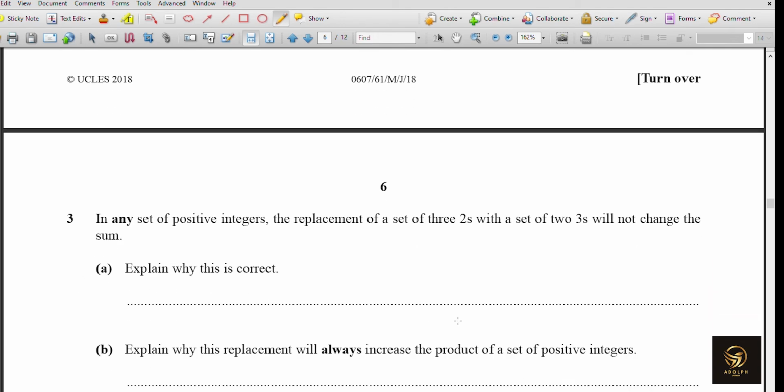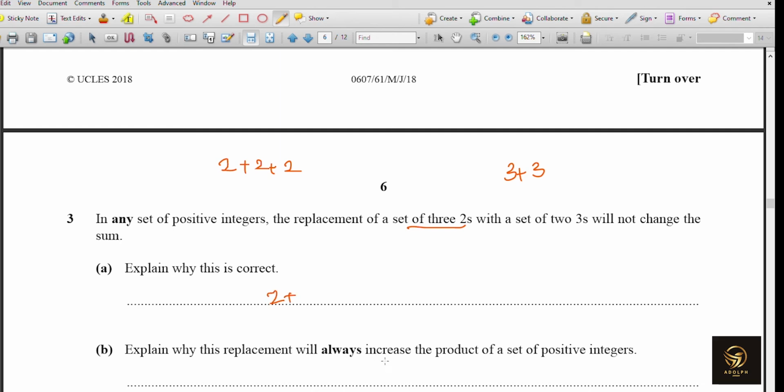In any set of positive integers, the replacement of a set of 3 2's with a set of 2 3's. So read again, in any set of positive integers, the replacement of a set of 3 2's. Set of 3 2's means, however we are going to write the numbers like 2 plus 2 plus 2 or 3 plus 3 plus 3, like that only we are going to write it. So they are saying that 3 2's, what is a 3 2's? It's going to be like 2 plus 2 plus 2. This can be replaced by set of 2 3's, like 3 plus 3, and it will not change the sum. Why? Explain why this is correct.